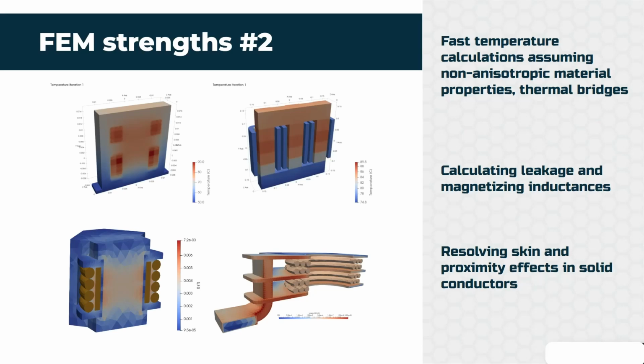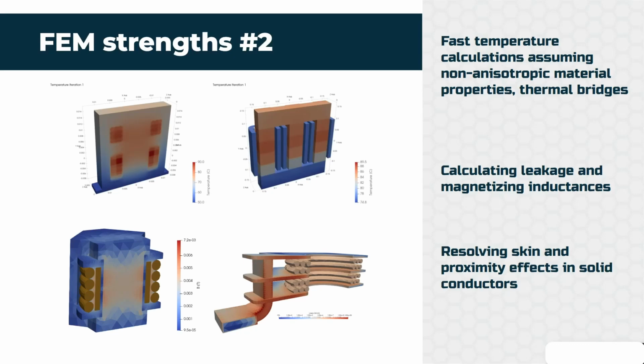Non-even temperature distribution. We can account for anisotropic material properties, for example a laminated core, and we can also account for different thermal bridges, gaps, and so on. The temperature calculations, as they are in TRAFOLO, are relatively easy to set up, and they're relatively fast. They're also quite accurate if you properly set up the model, the temperatures and heat transfer coefficients.